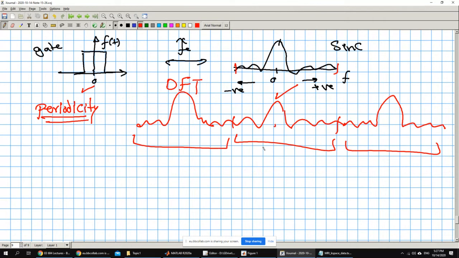The second thing is, we are used to looking at the frequency spectrum from minus to plus. For example, if you have n samples, we are used to looking at the samples from minus n/2 to n/2. What the computer gives you is not like that. What the computer gives you is from 0 to n. So it means that the 0 is not in the middle.